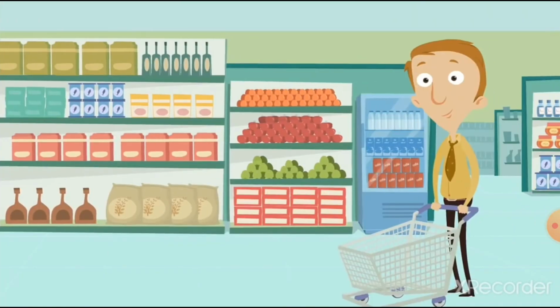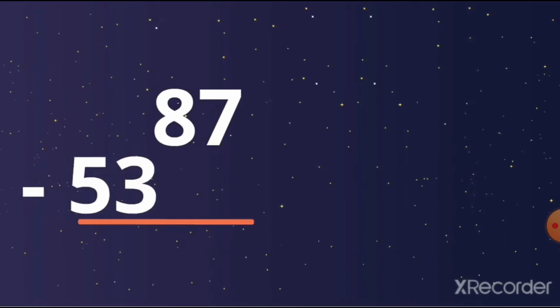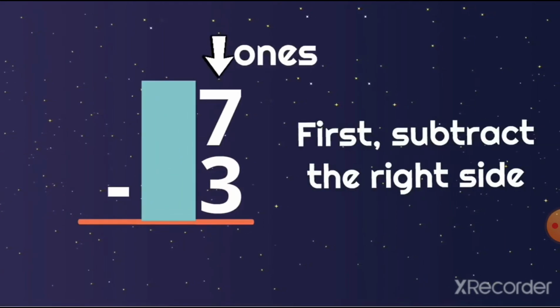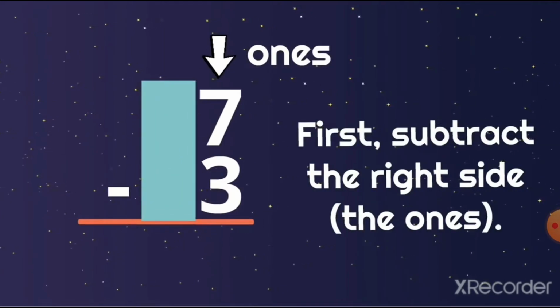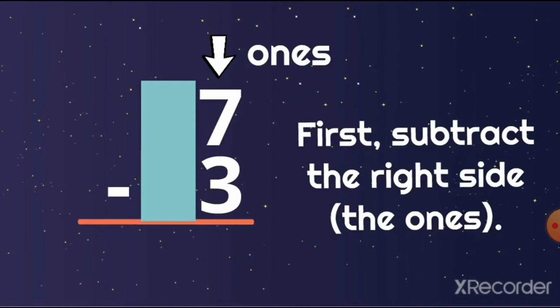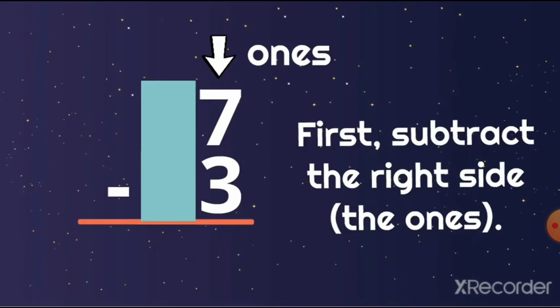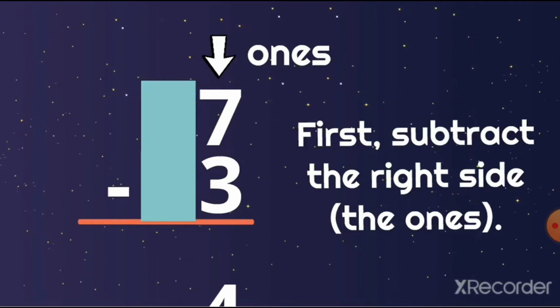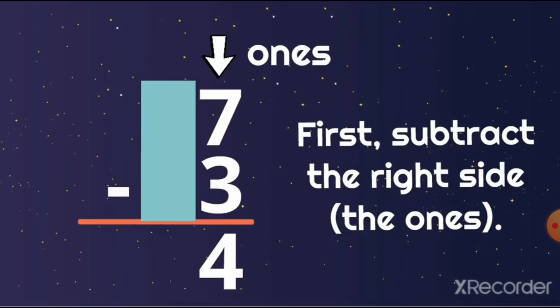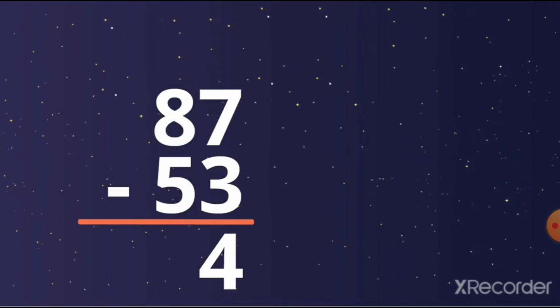So hope you understood this, how to regroup, how to subtract the numbers. Now see this, students. Here are the numbers 87 and 53. So first subtract the right side, the ones column. First of all we subtract the 3 from the 7. So how much is it? 7 minus 3? 4. 7 minus 3 is equal to 4.